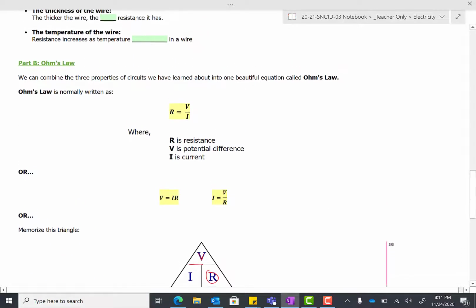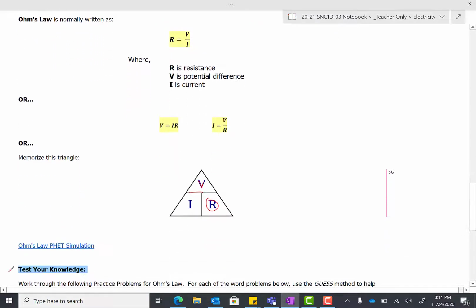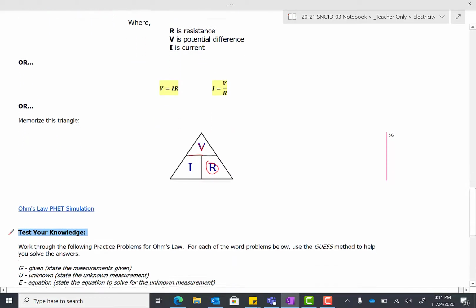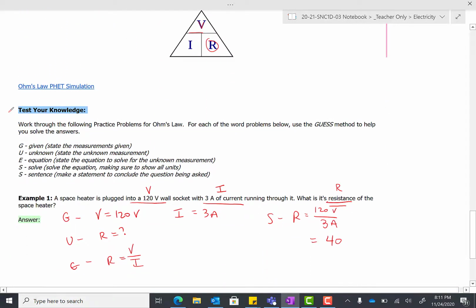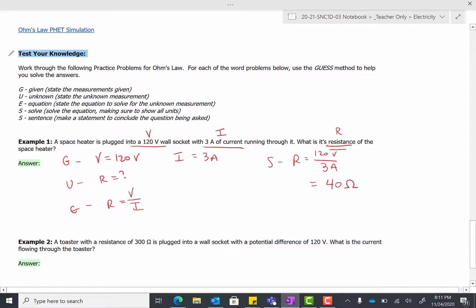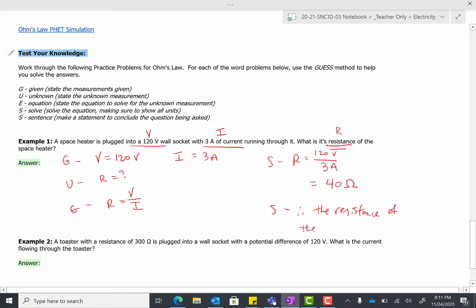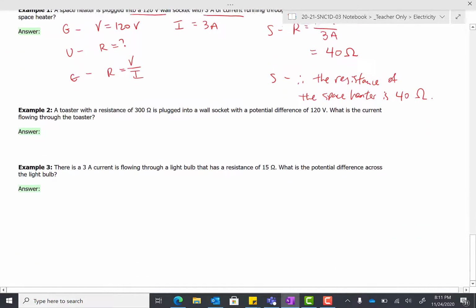I forgot to mention that up here. Ohm's law, one of the reasons called that is because we use the ohm, the unit of ohms, to represent the resistance. And that is kind of like this horseshoe symbol right there. So that's what an ohm looks like. Okay, and then your last step is your sentence. Therefore, the resistance of the space heater is 40 ohms.